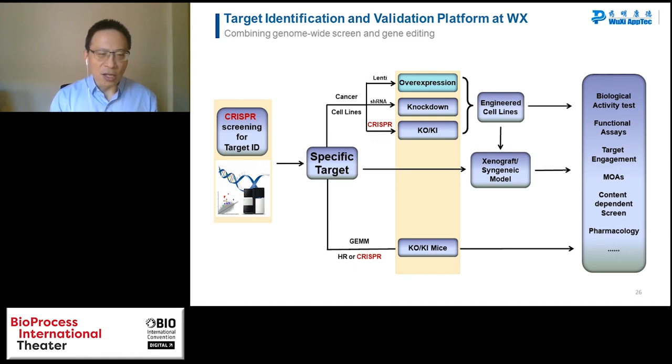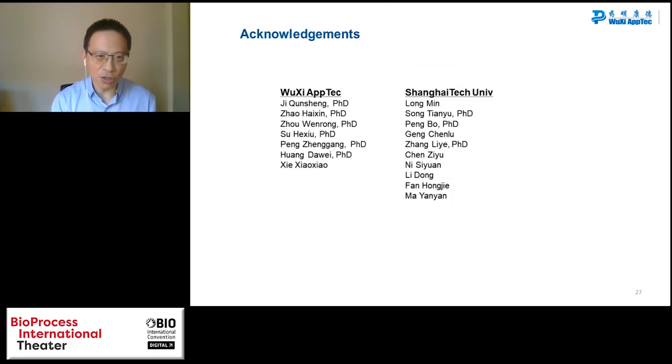I would like to mention that CRISPR screening is the start of the efforts to identify targets. Once a target is identified, the team at WuXi can engineer cell lines or animal models to investigate the biology of the targets so that we can determine if the targets can be therapeutically developed in the end. So this is very much it for my presentation.